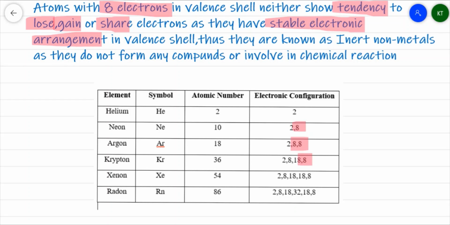Just look at here, everywhere they have 8 electrons in the valence shell. So on account of this 8 electrons in the valence shell, they do not show any tendency to lose, gain or share electrons with any other element. That's why they are called inert elements, or we call them noble gases, because their octet is completed.